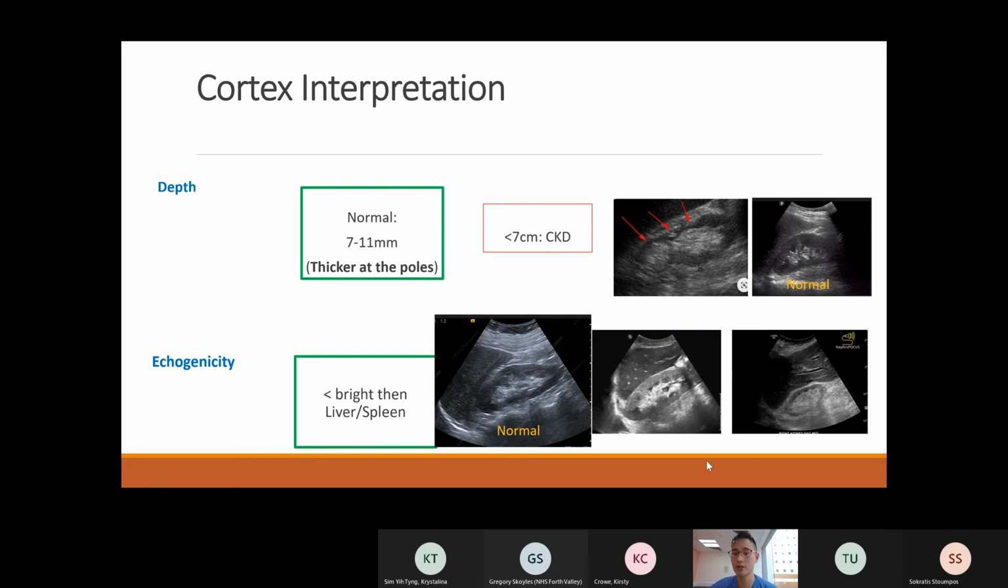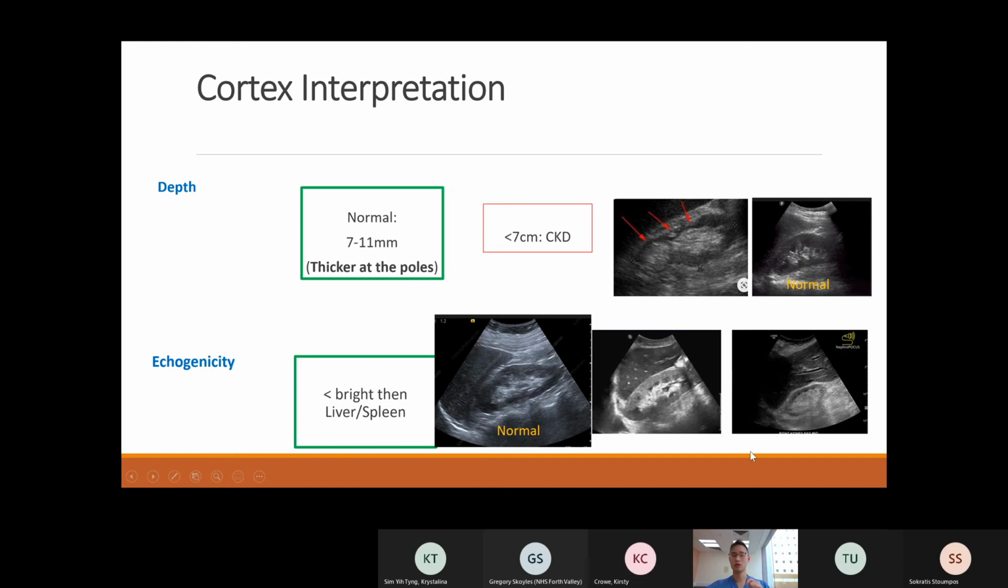And so that might increase your echogenicity of your cortex. Sorry, I forgot to point out that if you look at this kidney, the brightness of this kidney is much brighter than your liver. That's abnormal. Similar here, much brighter than this darker liver. That's abnormal. So if you've got a brighter kidney, it could be AKI, it could be CKD. What it just tells you is that that's an abnormal kidney, and you need to investigate why it's brighter.